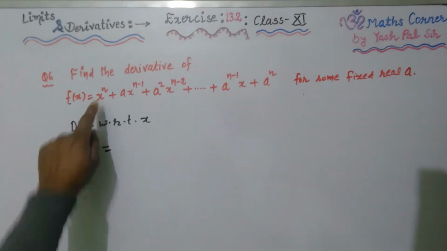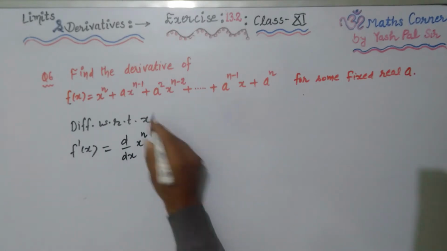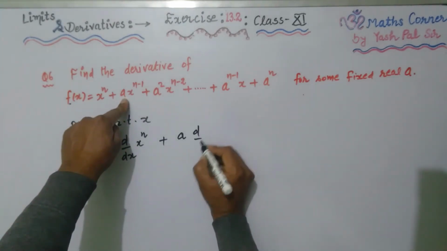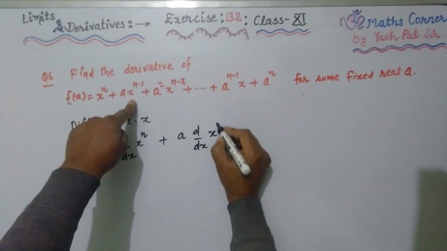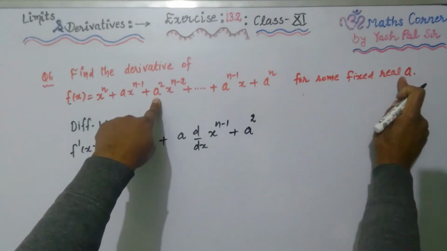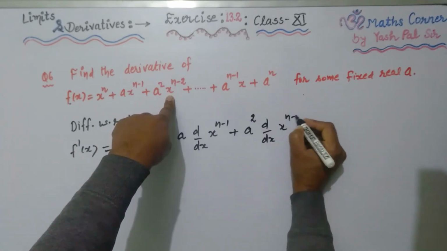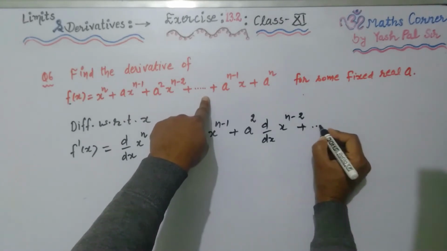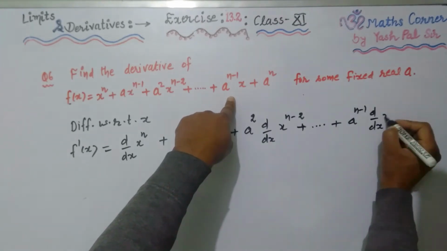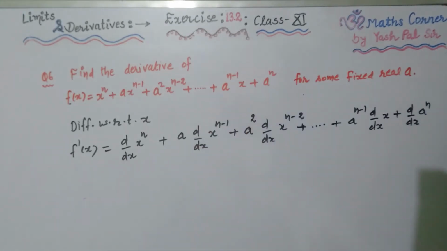Okay? Now what is the derivative? Derivative of x raised to power n, plus a is constant, so we write it as constant outside, derivative of x power n minus 1. Next writing a raised to power 2, constant real fixed number, constant outside, so derivative of x power n minus 2 and so on, a raised to power n minus 1 is constant, so derivative of x plus derivative of a raised to power n, which is purely constant.